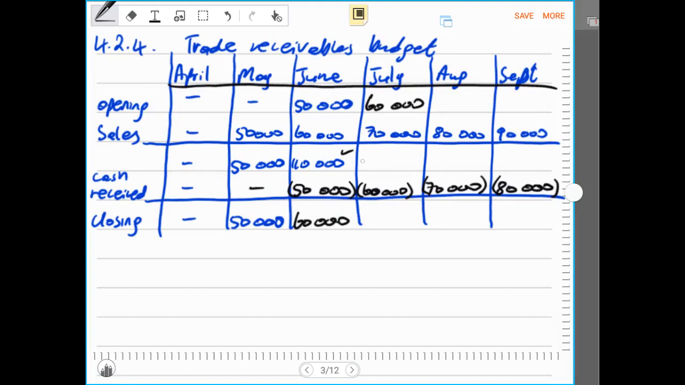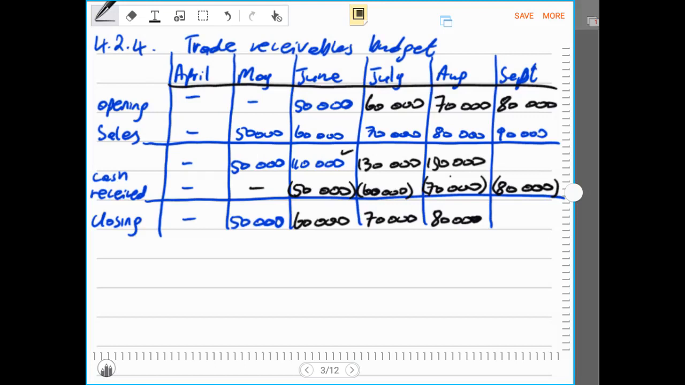60,000 plus 70,000 will give us 130,000 rands, and 130,000 less 60,000 will be 70,000 rands. And 70,000 will be an opening balance in the month of August. And 70,000 plus 80,000 will be 150,000 rands. And 150 minus 70,000 will give us 80,000 rands. And 80,000 is the closing balance, and closing balance becomes an opening balance of the next month, 80,000 rands.